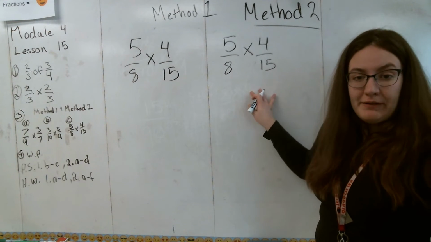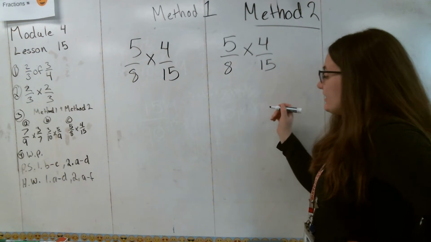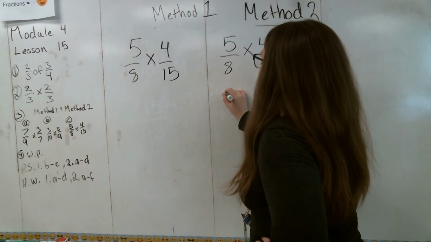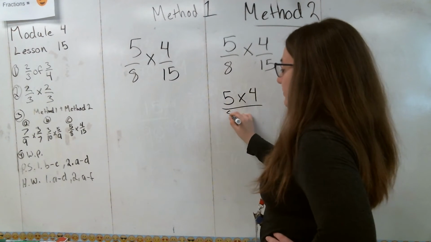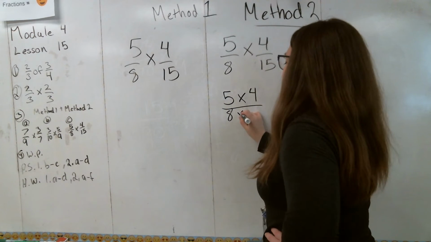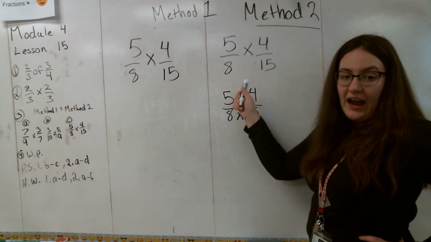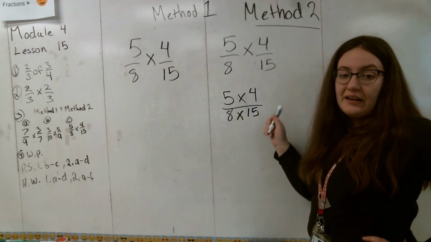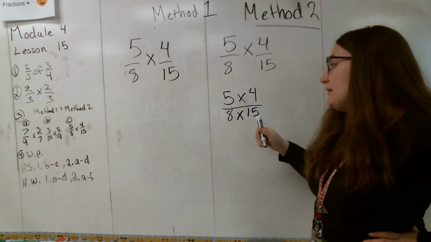So for this problem, I'm actually going to start with method 2, because I just think that it's going to be a lot easier for me. So I'm going to rewrite this problem all together. So I have 5 times 4 over 8 times 15. And now I'm going to take the factors that are my numerator, and I'm going to see if any of my factors in my denominator can be simplified by them.